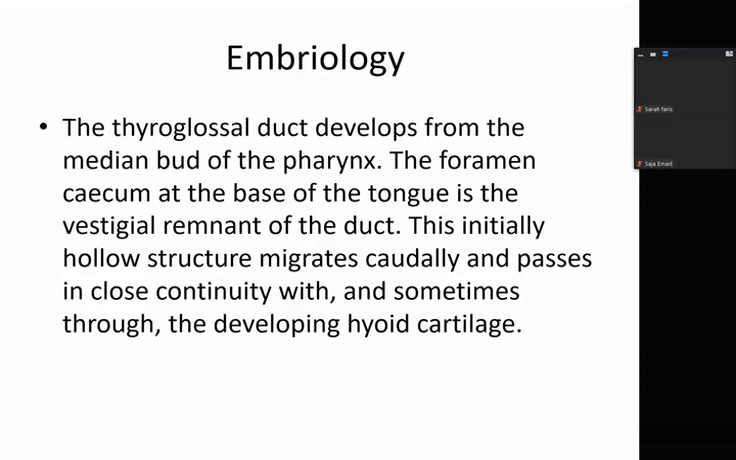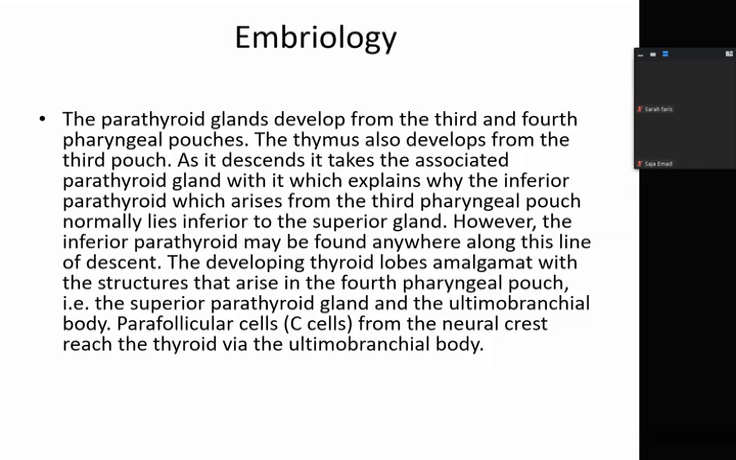Clear, Doctor. Okay. The parathyroid glands develop from the third and fourth pharyngeal pouches. The thymus also develops from the third pouch. As it descends, it takes the associated parathyroid gland with it, which explains why the inferior parathyroid gland, which arises from the third pharyngeal pouch, normally lies inferior to the superior gland. However, the inferior parathyroid may be found anywhere along the line of this descent. The developing thyroid lobes amalgamate with the structures that arise in the fourth pharyngeal pouch: the superior parathyroid gland and the ultimobranchial body. Parafollicular cells from the neural crest reach the thyroid by the ultimobranchial body.